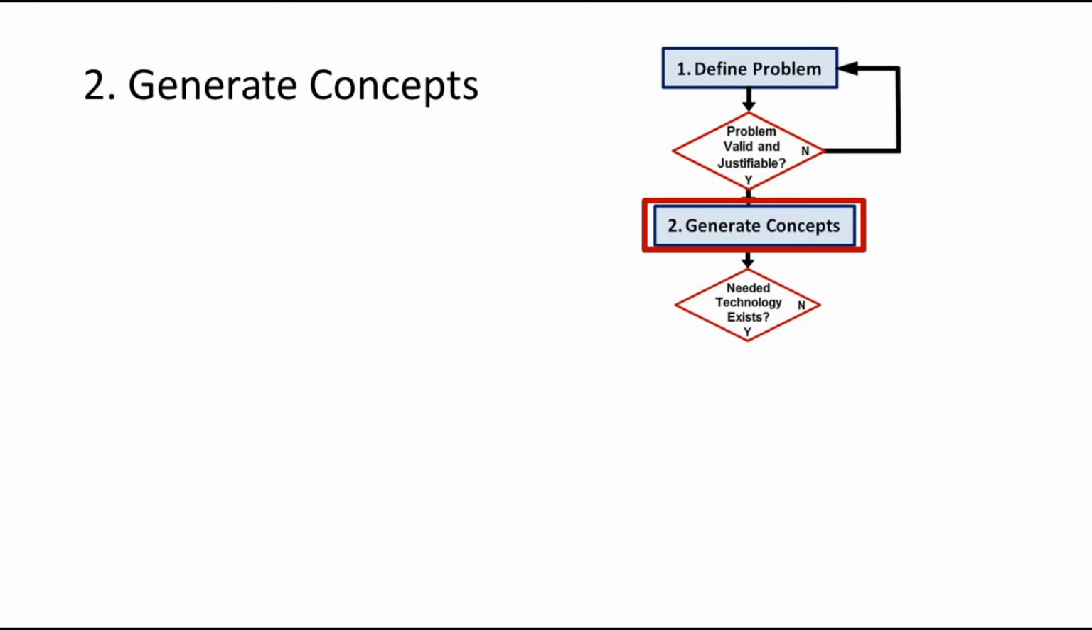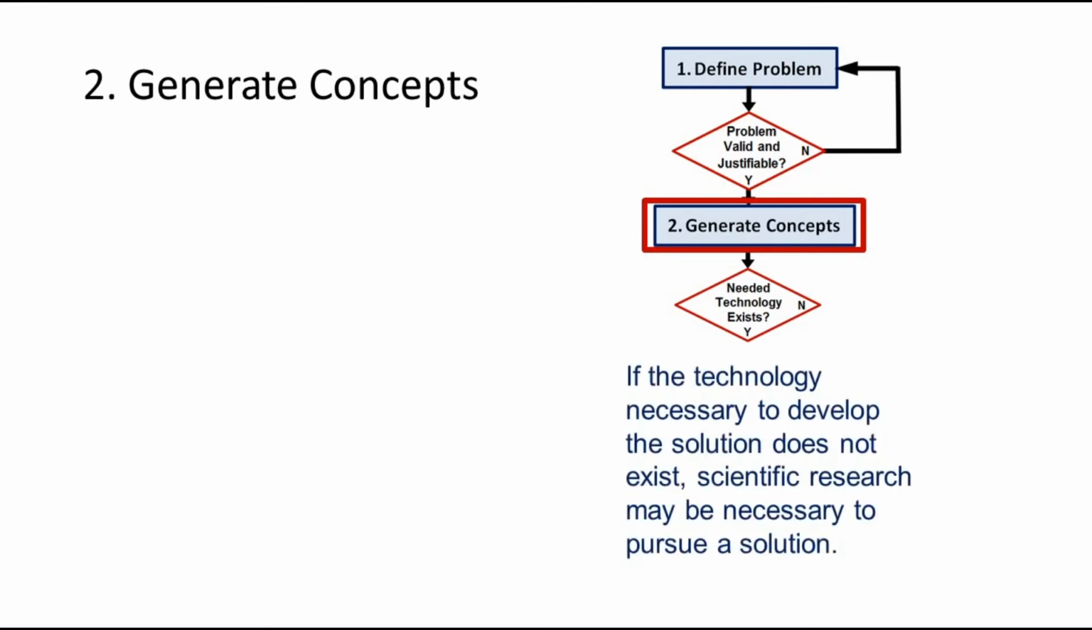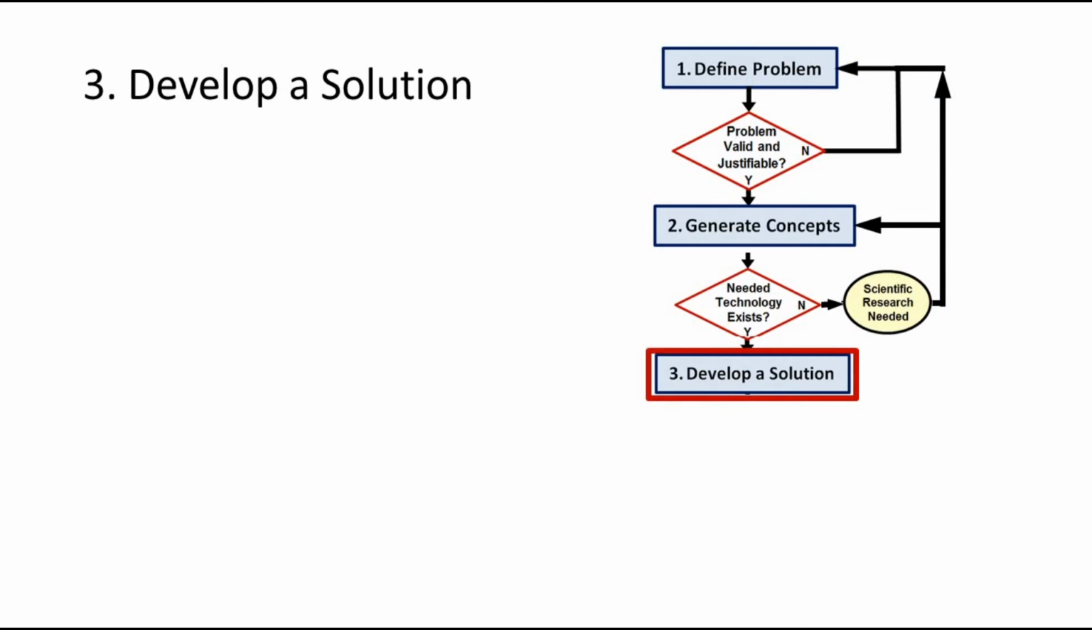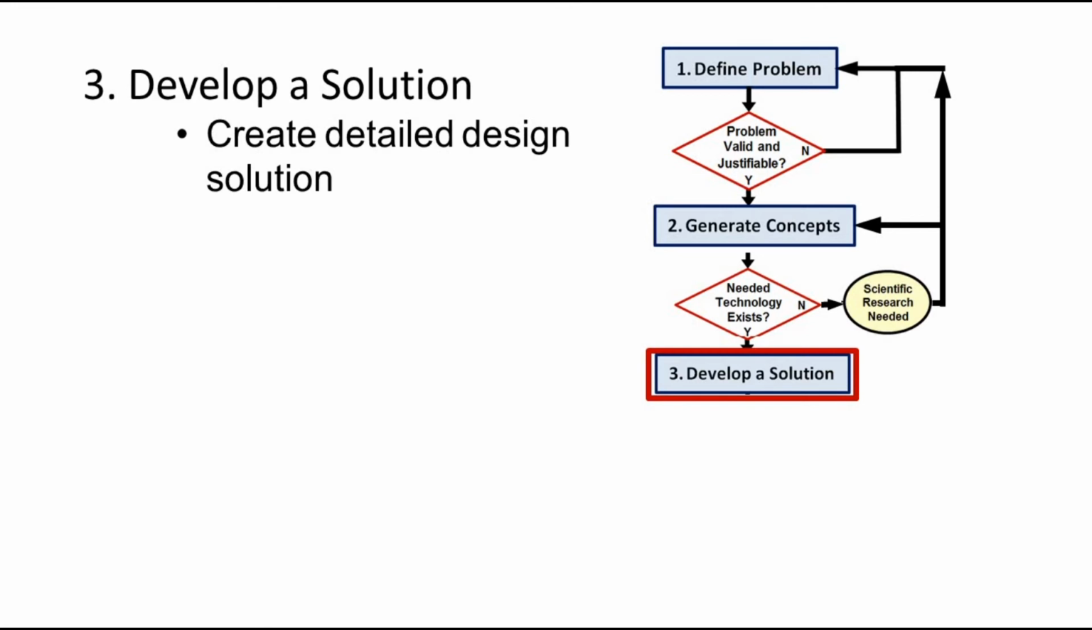If there is no acceptable technology existing, we have to again go for some research, and sometimes we have to redefine the problem, or look around again under the generate concept step. If it is okay, we can go for developing the solution. Developing the solution means there will be a number of solutions. So we have to create a detailed design solution, and we have to justify the solution.